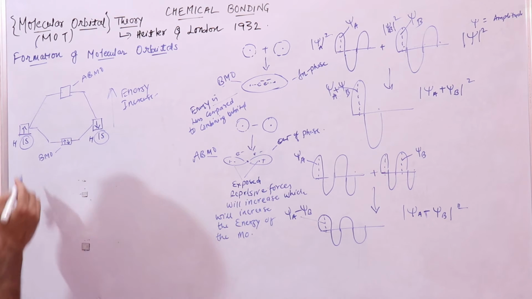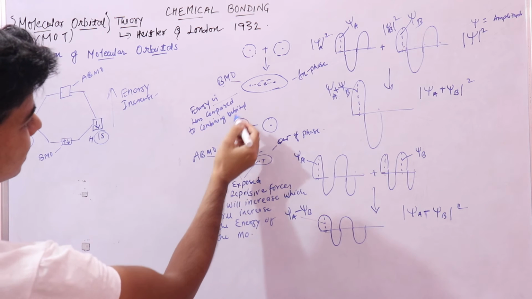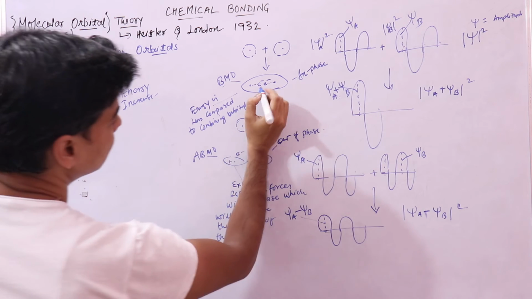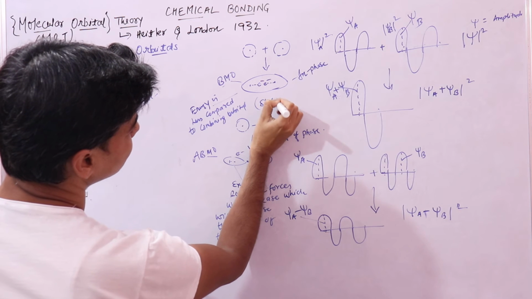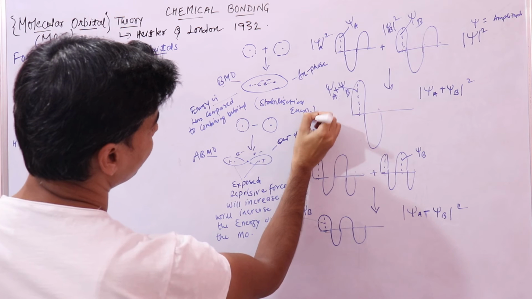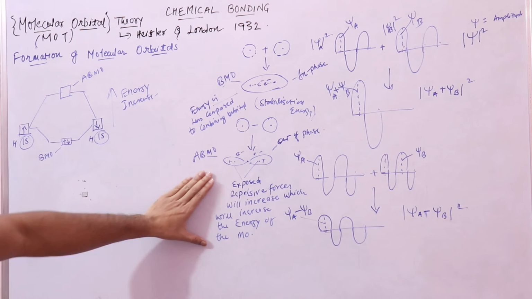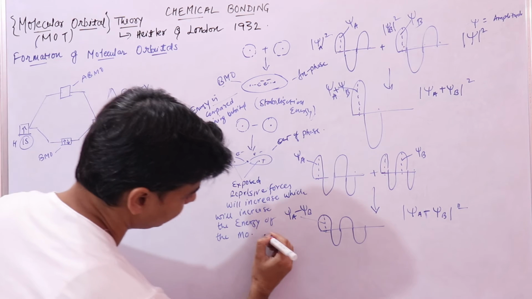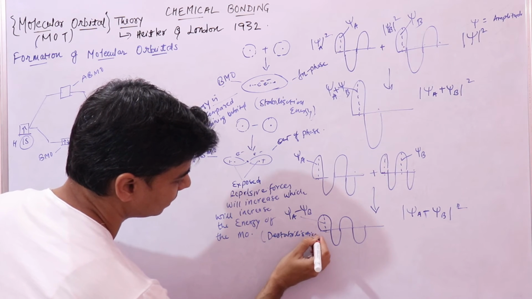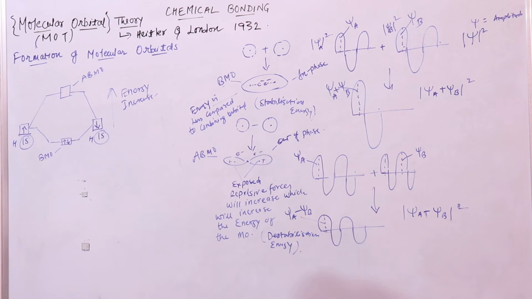So the lowering of energy of the bonding molecular orbital compared to the combining orbitals is the stabilization energy, right? Here the energy is less compared to the combining orbital. So here we have lowering of energy, and what we get here is a stabilization energy. And here is the opposite case: here we have higher energy, so here we have destabilization energy. That higher energy is your destabilization energy, right?